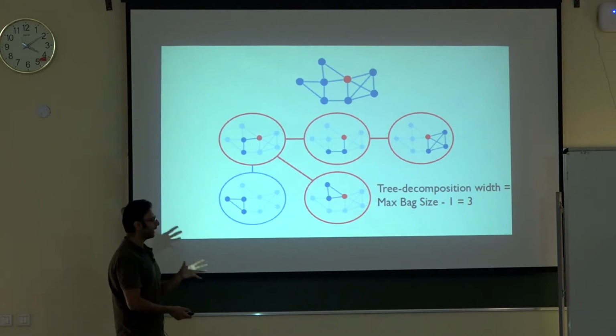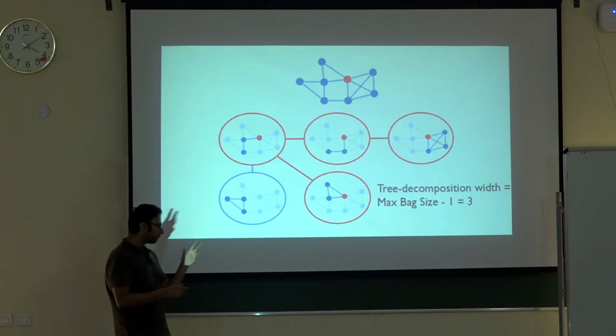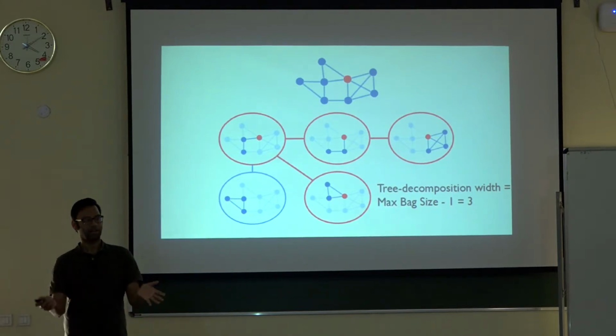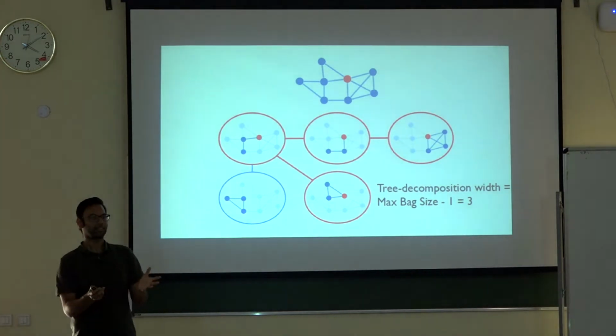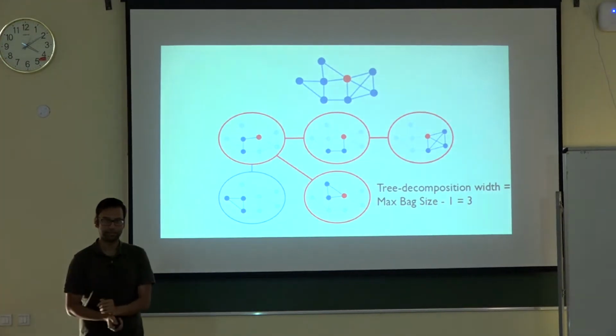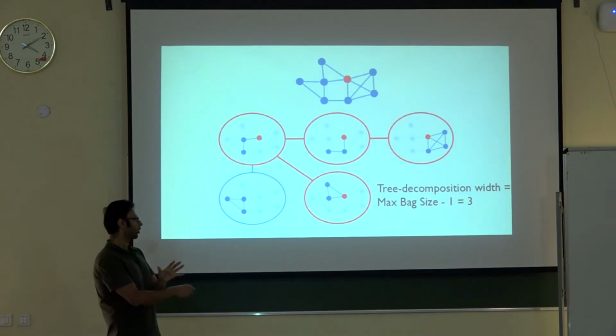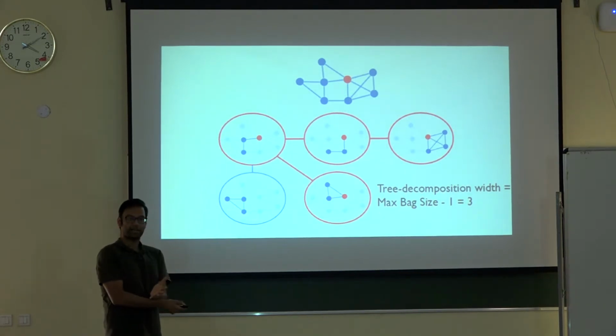So it turns out that finding such a decomposition, if the tree width is part of the input, is NP hard, but there is a very efficient fixed parameter tractable algorithm. So I'm not going to go into the details of all that. Actually, it runs in linear time. So for constant tree width, there's a linear time algorithm which can give you this tree decomposition.